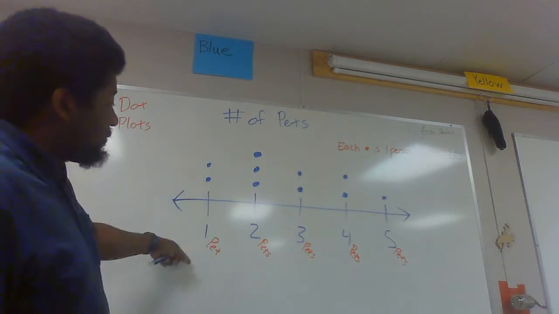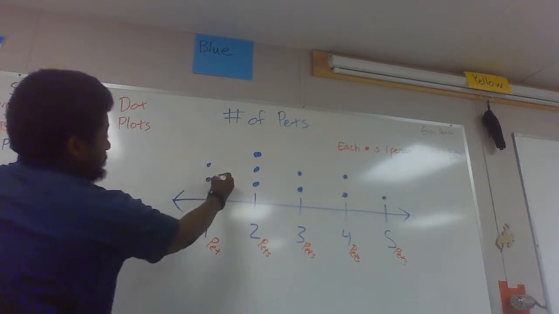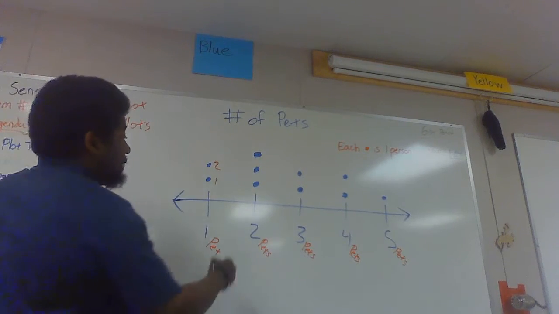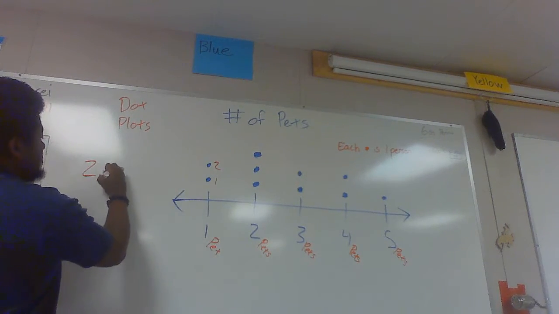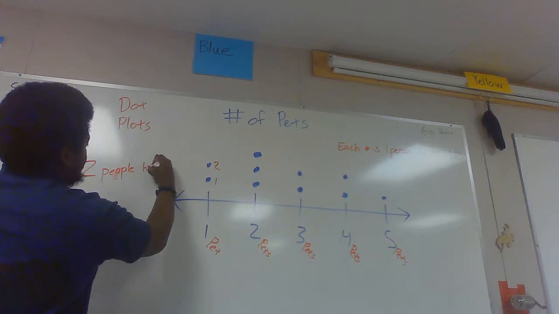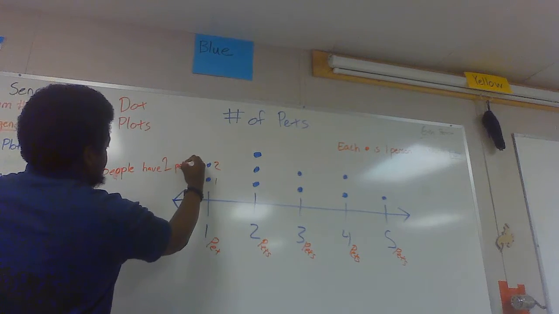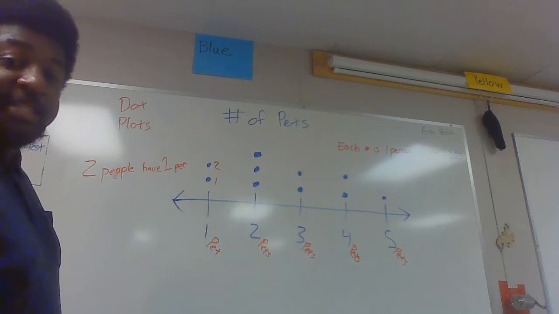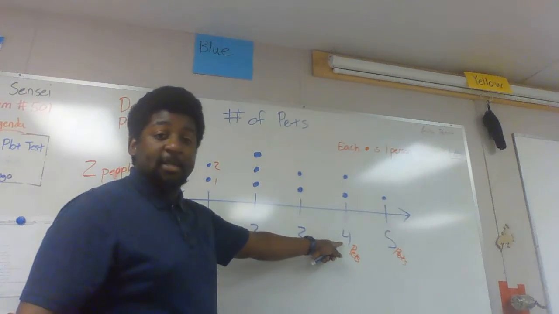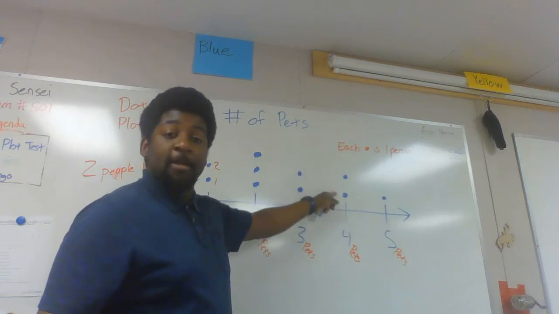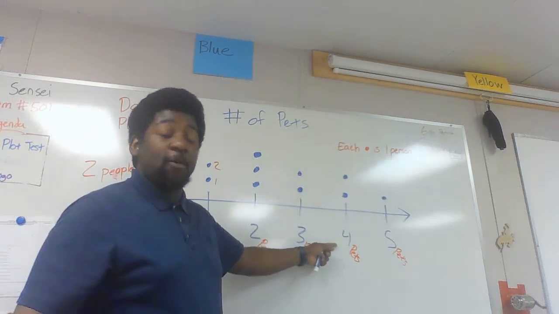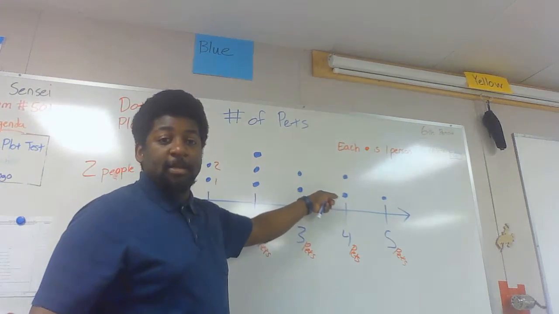So if I'm looking here at the first part of this graph, I see I have 1, 2 dots. That means that in this group of people, there are 2 people that have 1 pet. 2 people have 1 pet. Looking at the same graph, I can see that 4 pets goes along with 2 people. So there's also 2 people with 4 pets, not 4 people with 2 pets.